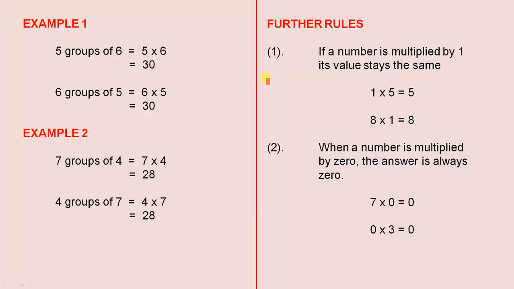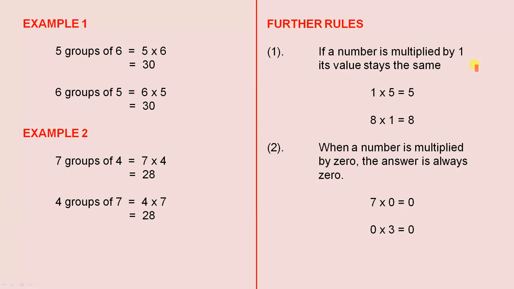Example 1. 5 groups of 6 equals 5 times 6 equals 30. 6 groups of 5 equals 6 times 5 equals 30. Example 2. 7 groups of 4 equals 7 times 4 equals 28. 4 groups of 7 equals 4 times 7 equals 28.